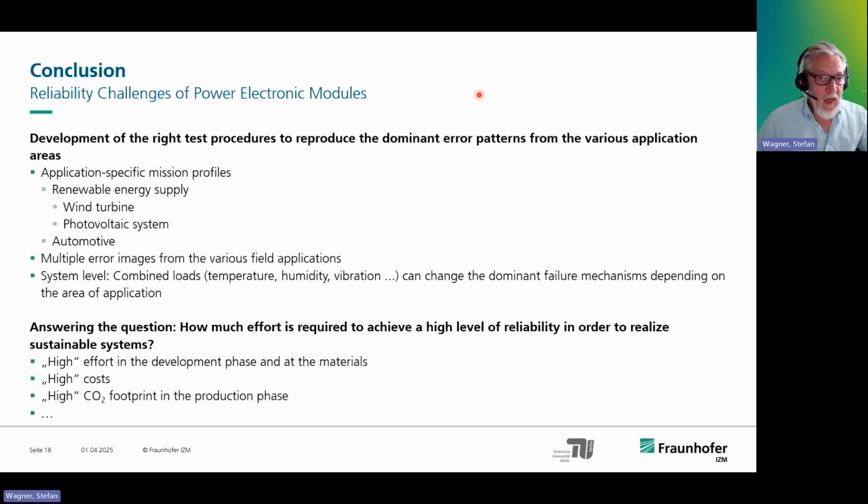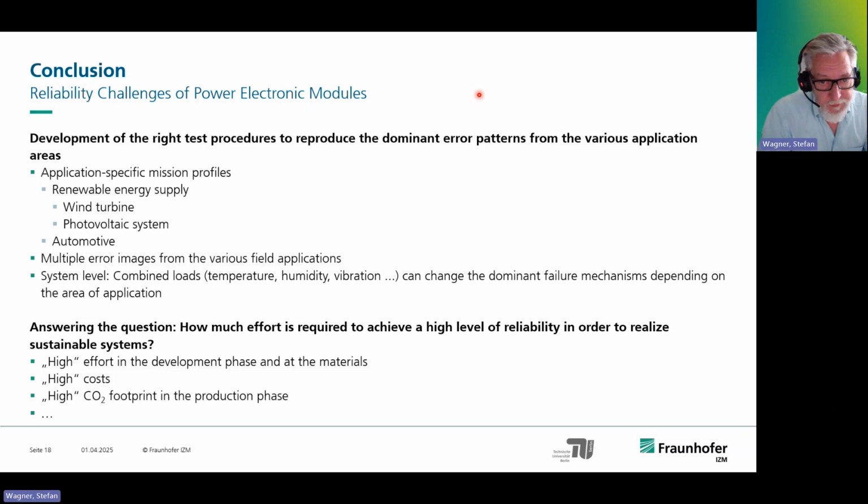For this, we need application-specific mission profiles, energy systems and automotive being a little bit similar. We have multiple error images from the various field applications and at the system level, combined loads, temperature, humidity, vibration at the same time can change the dominant failure mechanism depending on the area of application.